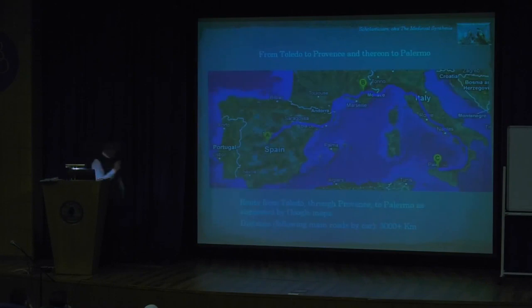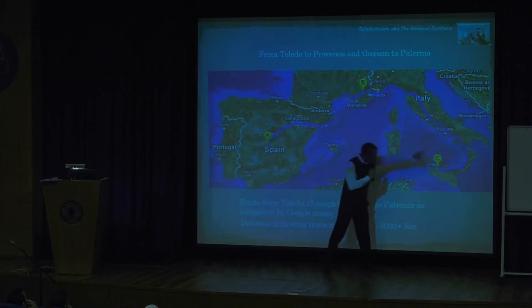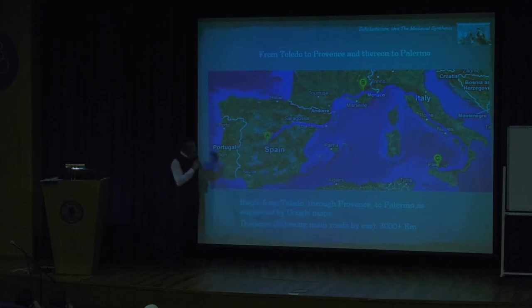This is courtesy of Google Maps. It picks up from Toledo all the way to Provence in France and all the way down to Palermo in modern day, well, even then, Sicily, right? And in general, it becomes propagated as a project of translation and studies, particularly in areas where there's a commingling and a coexistence of the three main monotheistic faiths, the Judaic, the Christian, and the Islamic.